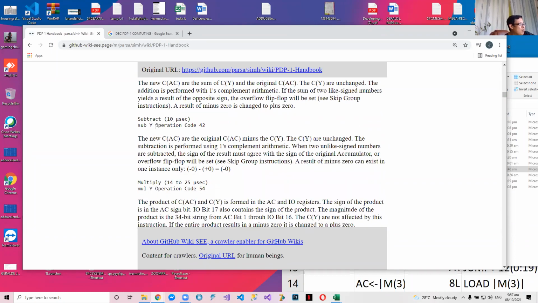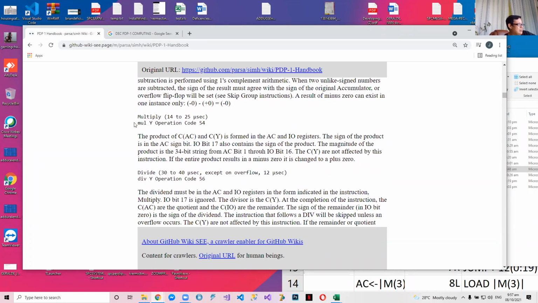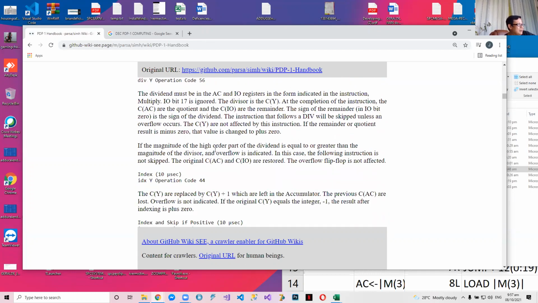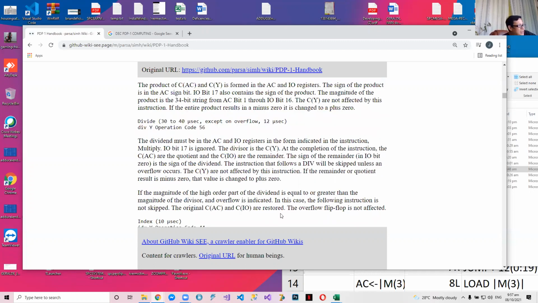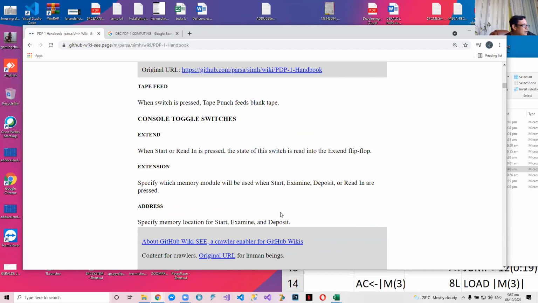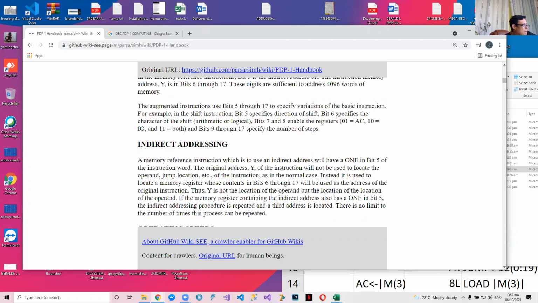Add y. Sub y. In the IAS we say sub M of y. Mul y. In the IAS we say mul M of y. Now there are complications here, but for integers, mul and divide are the same. In our program we'll just be multiplying and dividing integers. But remember, is this a fixed point or floating point?